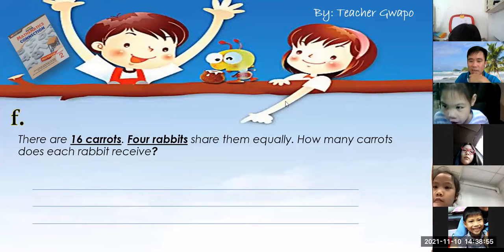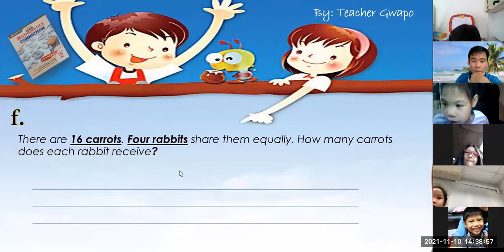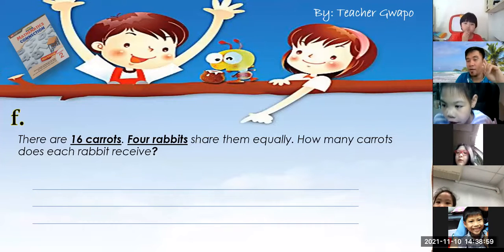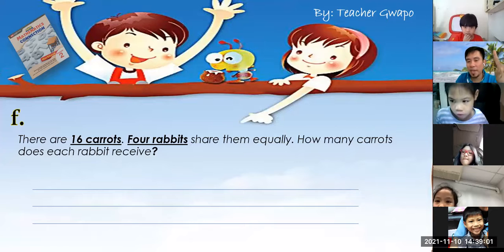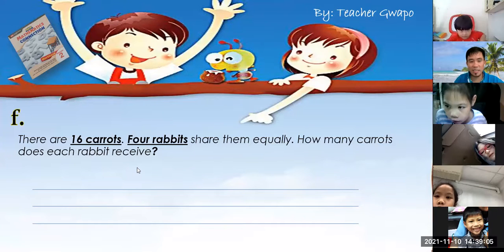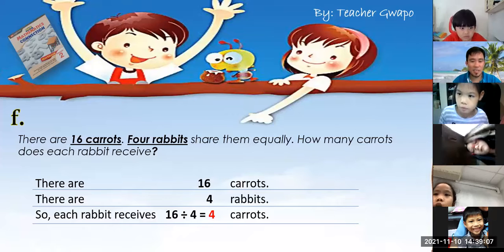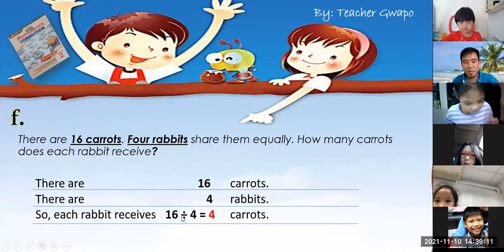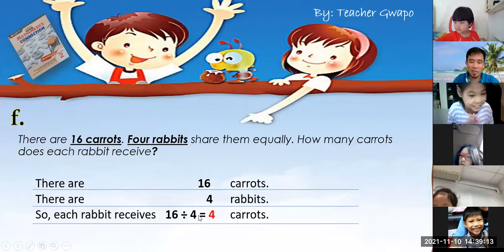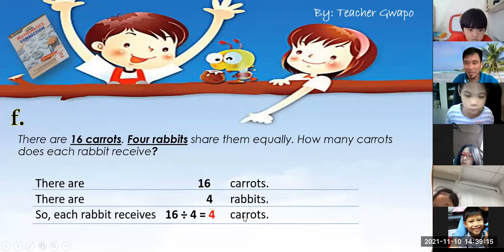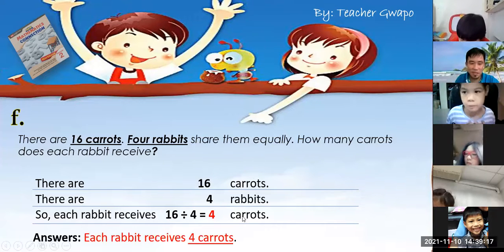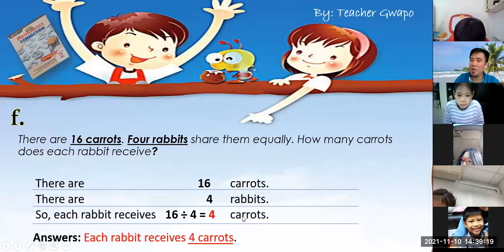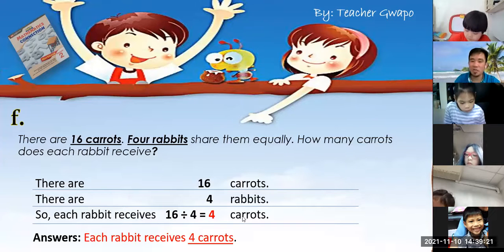Gong King, what's your answer? 4 carrots. 1 rabbit, 4 carrots. Okay, thank you. So there are 16 carrots, and then there are 4 rabbits. So each rabbit receives 16 divided by 4, which is equal to 4. So each rabbit receives 4 carrots. We will just divide 16 into 4.